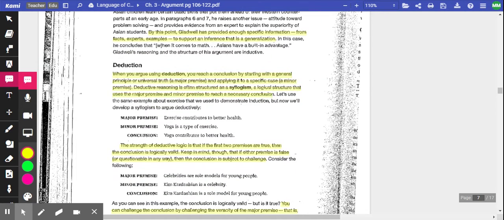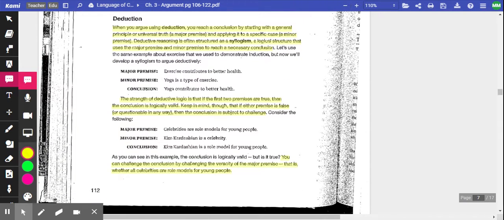Okay, deduction. When you argue using deduction, you reach a conclusion by starting with a general principle or universal truth, a major premise, and applying it to a specific case, a minor premise. Deductive reasoning is often structured as a syllogism, a logical structure that uses the major premise and minor premise to reach a necessary conclusion. We see that here. Our major premise is exercise contributes to better health. The minor premise is yoga is a type of exercise. Conclusion, yoga contributes to better health.